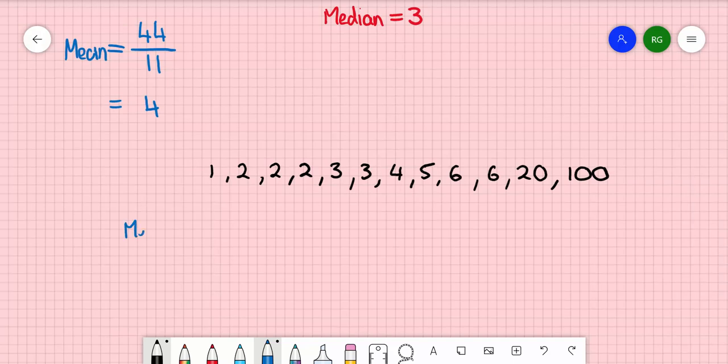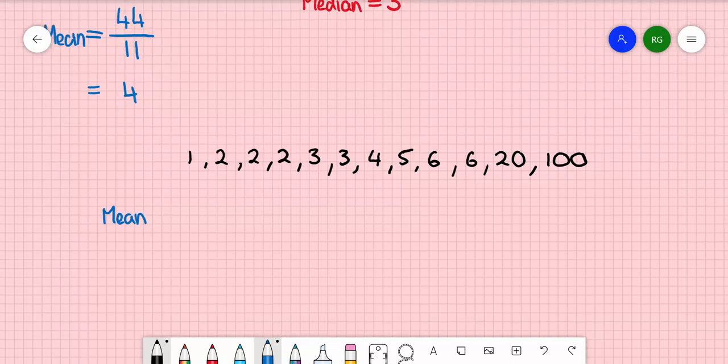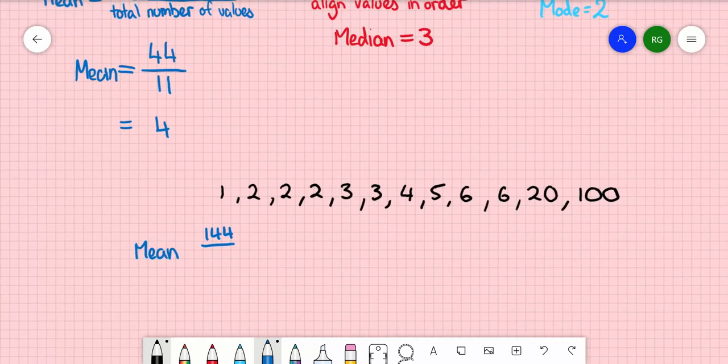So just quickly, the mean is the total, so it was 44 plus 100, so we must have 144 divided by, I now have an extra number, so it must be 12 numbers. The mean, these numbers have worked out quite well for me, the mean is 12. 144 divided by 12 is 12.